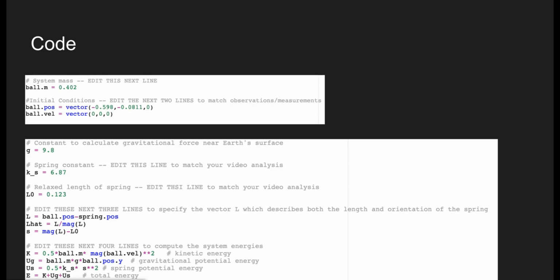Here's some of the code snippets from the simulation. We are given the mass, and I found the initial position and velocity based on the experiment data. We were also given g, the spring constant, and the relaxed length of the spring. I edited what was below that in order to use for the simulation, system energies, and whatnot.